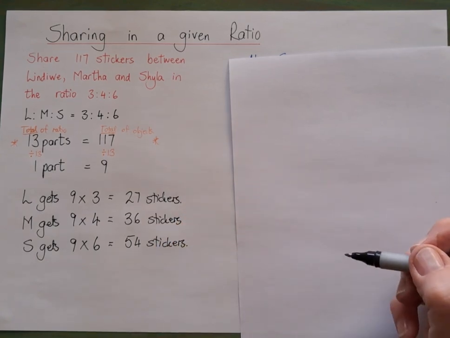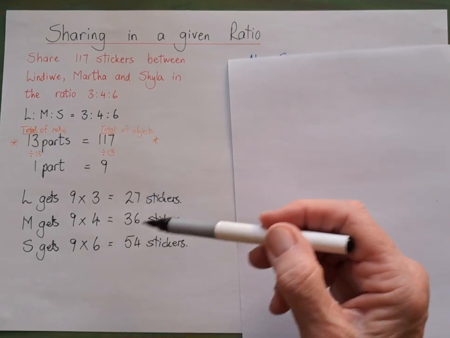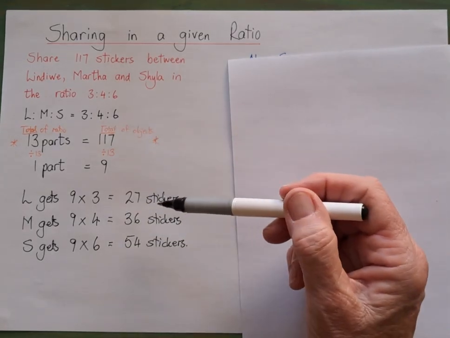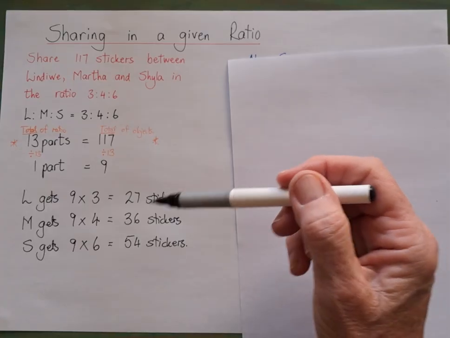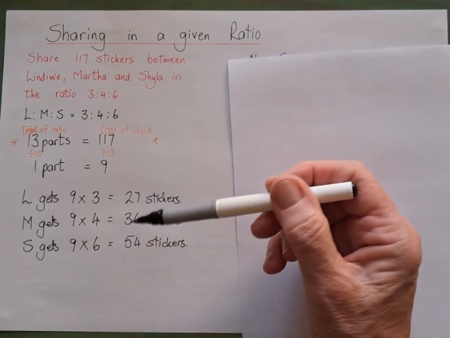And the wonderful thing about these is that you don't have to wait to get your paper back with your teacher having marked it. You can work out right now whether you've got the right answer or not. So if you've shared these stickers out in the correct ratio and done all your calculations correctly, 6 plus 4 is 10, plus 7 is 17, carry the 1.